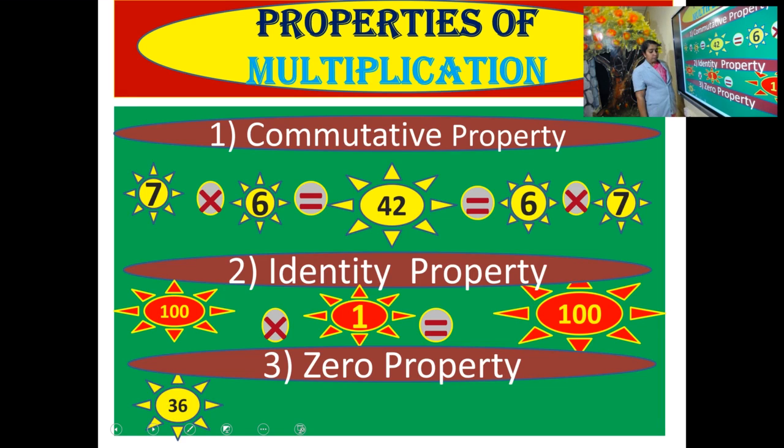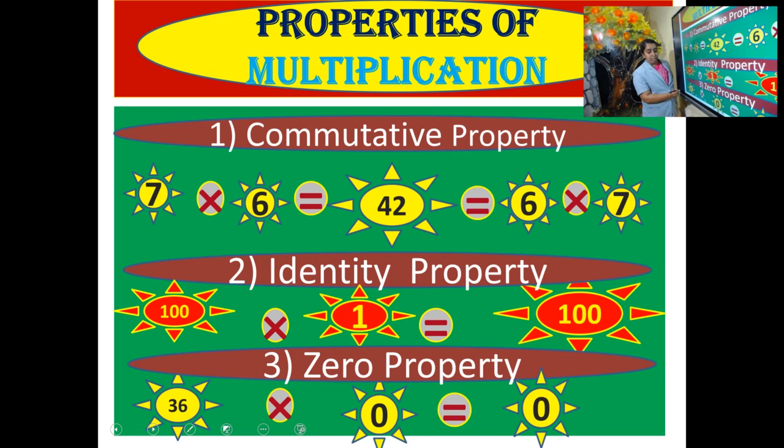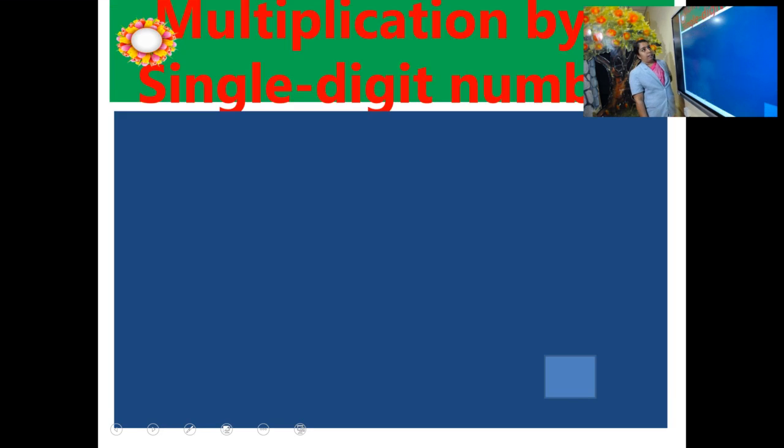Then the third property is the zero property. That means any number, here 36 into 0 is equal to, yes, what is the answer? Any number into 0 is 0. So any number multiplied by 0 is 0 itself.